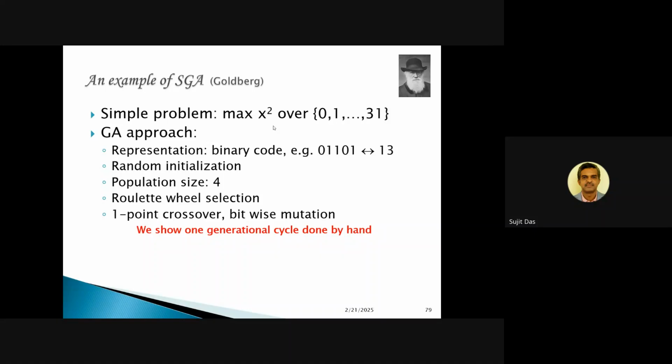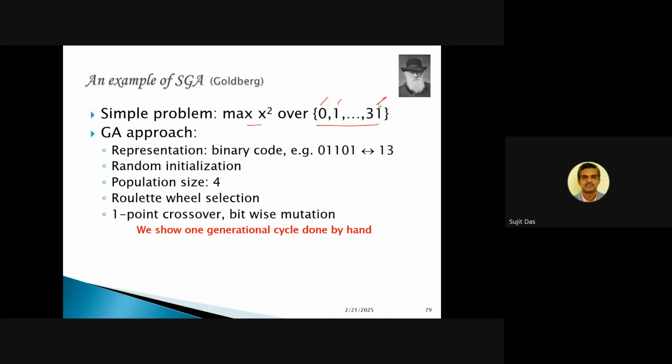I'll show you another one. Here is another numerical problem where we apply the genetic algorithm to solve. Now see, what is our objective? This is where we are doing it in a different manner. Max of x square over this region, 0 to 31. 32 solutions are there.